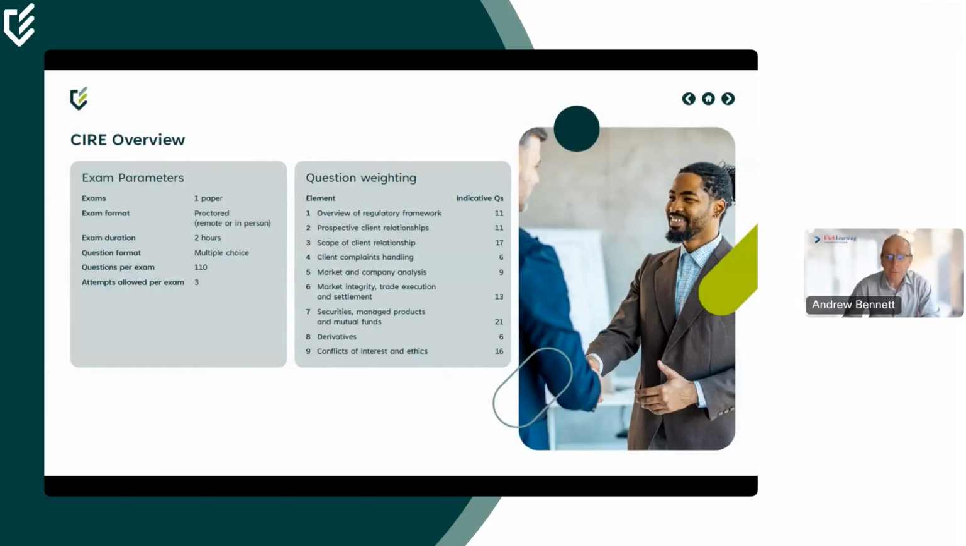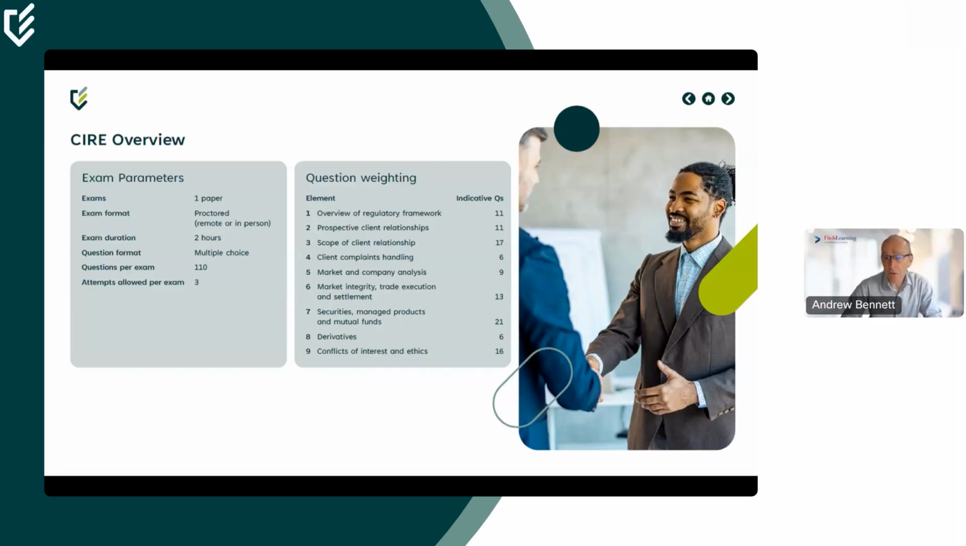So first, we get an overview of the structure of the exam. And like I said, all syllabi will have this same structure. We're just looking at the CIRE exam. On this screen, we've got the exam parameters and the question weighting. The parameters are high-level details about the structure of the exam, the number of questions, and the time allocated to the exam. So in the CIRE, we have 2 hours, 110 questions. The questions will be multiple choice questions, and there'll be a maximum of 3 attempts at it.